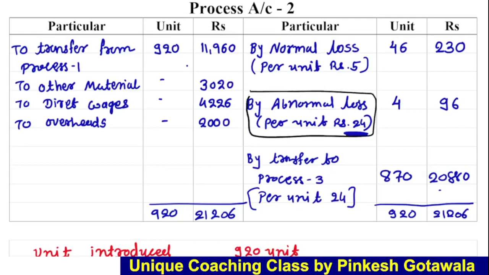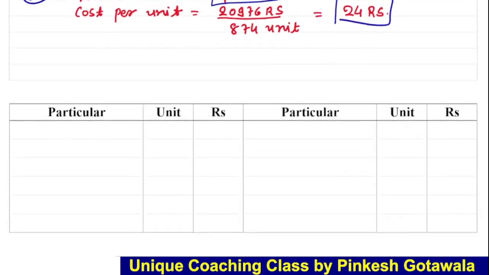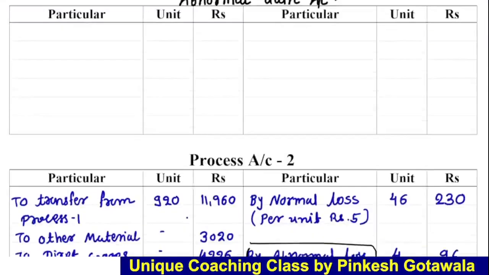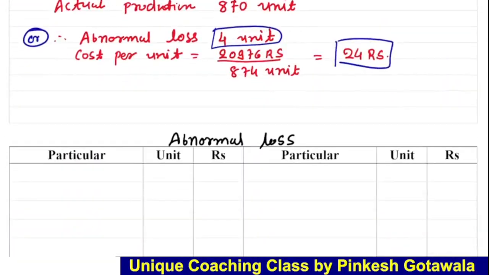So it means we have to prepare one more account, that is abnormal loss account. Okay, so in the question, which other account do we have to make? Abnormal loss account. So I will explain at the last. Okay, after completing all processes, then I will explain abnormal loss and gain. At the end we will prepare the accounts for whichever process has abnormal loss or gain. In the first process we have an abnormal gain. In the second process we have an abnormal loss.